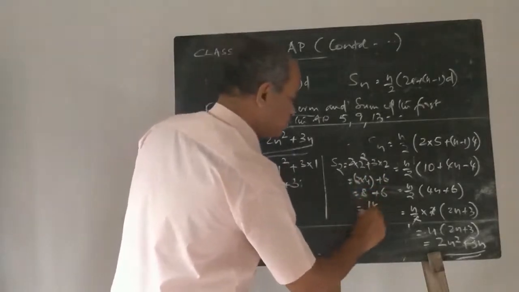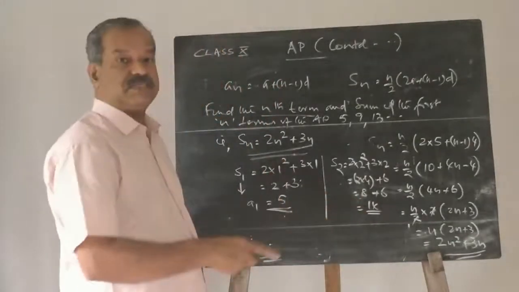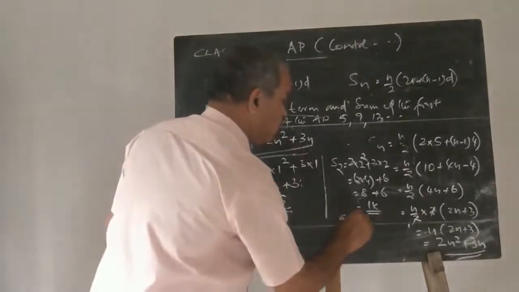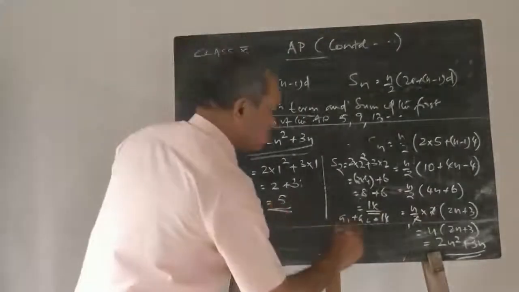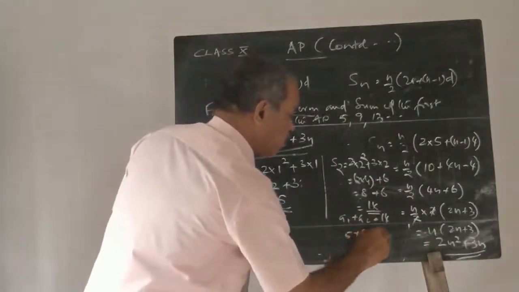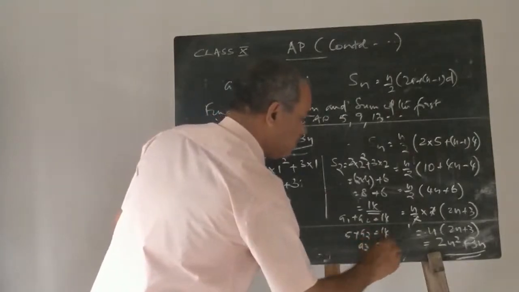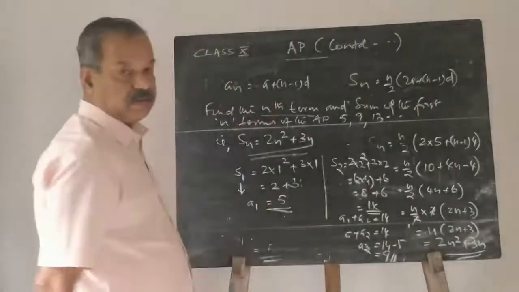14. What is 14? 14 is A1 plus A2, the sum of the first two terms, equal to 14. But what is A1? 5. So 5 plus A2 equals 14. A2 equals 14 minus 5, which is 9. That is, the second term of the AP is 9.